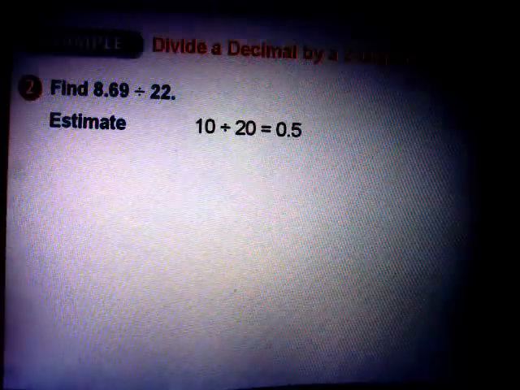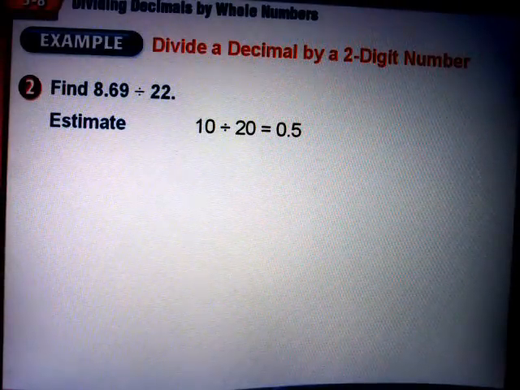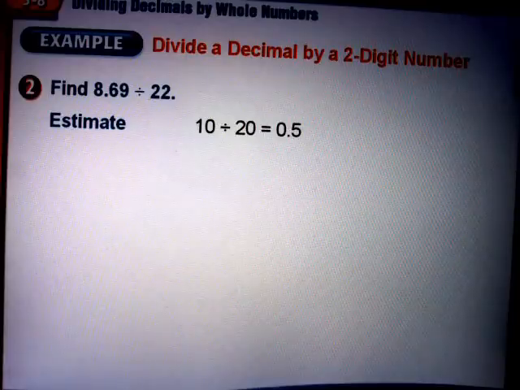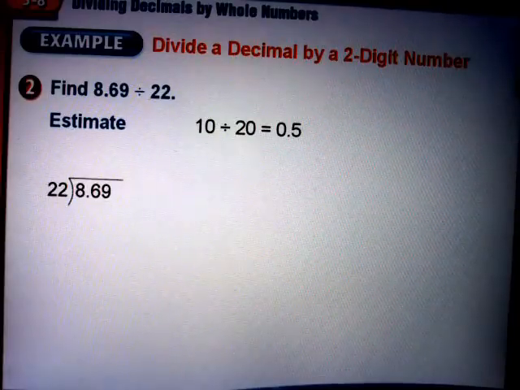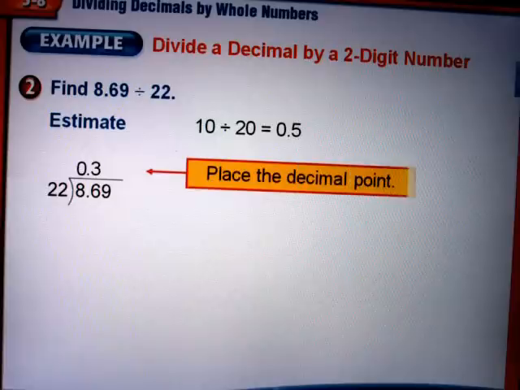So now we're going to divide a decimal by a 2-digit number. So we're going to find 8 and 69 hundredths divided by 22. When I do my estimate, it's going to be a small number, less than 1. So now I go through and I divide this. I'm just going to divide like I am dividing whole numbers.